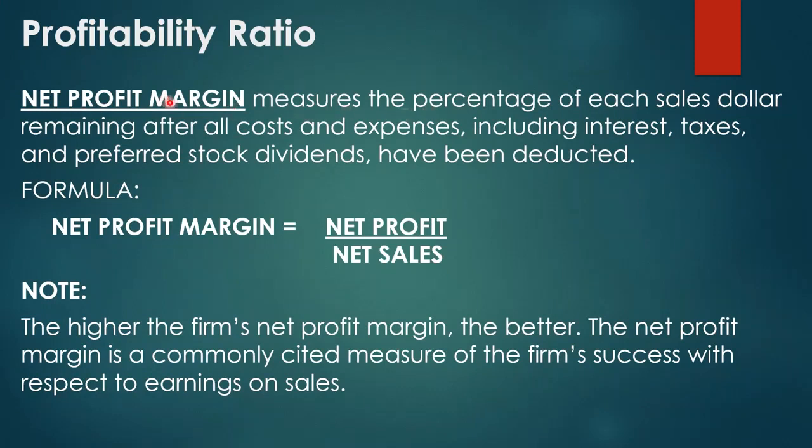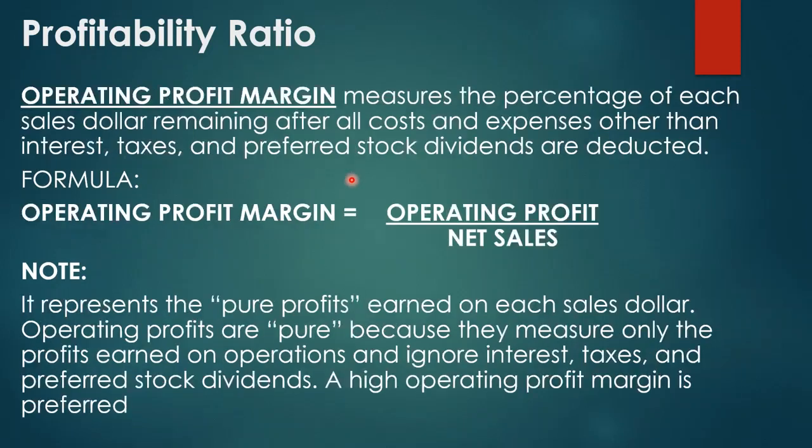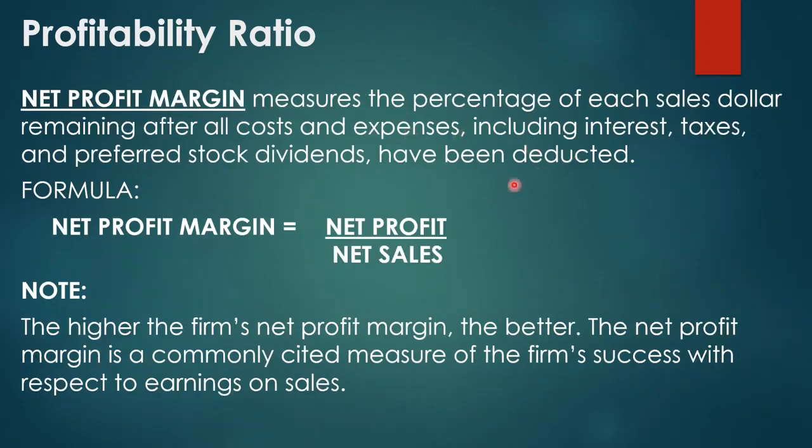Now, gross profit, operating profit, mas naging narrowed down ito kay net profit margin. Kasi, pagdating kay net profit margin, it measures the percentage of its sales dollars remaining after all costs and expenses, including interest, taxes, and preferred stock dividends, has been deducted. Pagkita natin dito, kay operating profit, excluded si interest, taxes, and preferred stock dividends. Pagdating kay net profit, binawasan na din siya. So, anong formula? Net profit margin equals net profit divided by net sales.